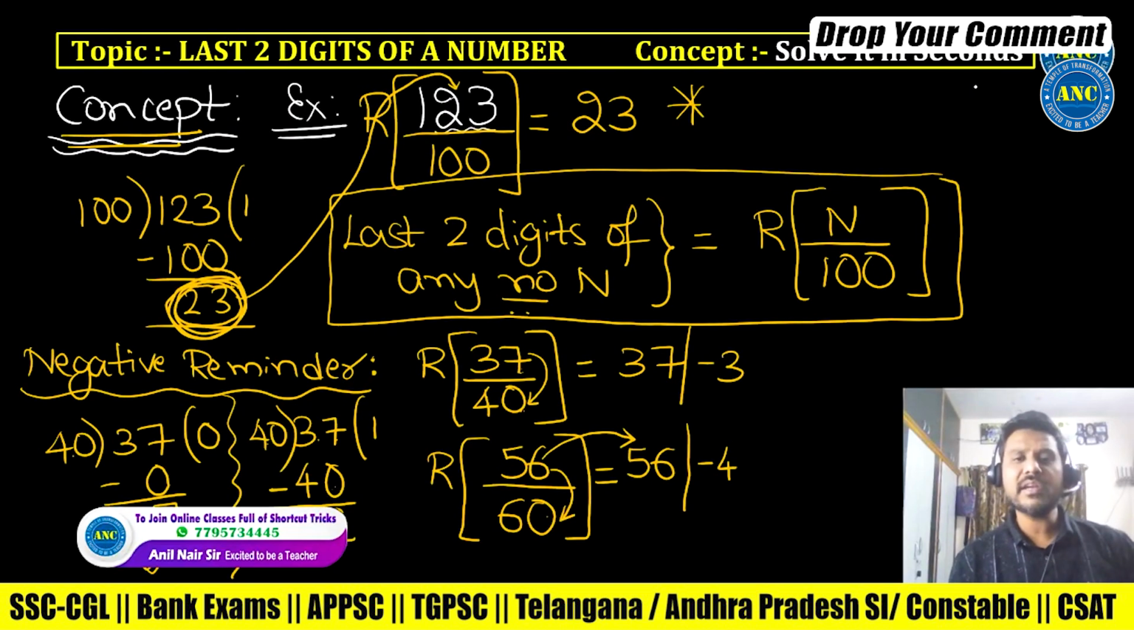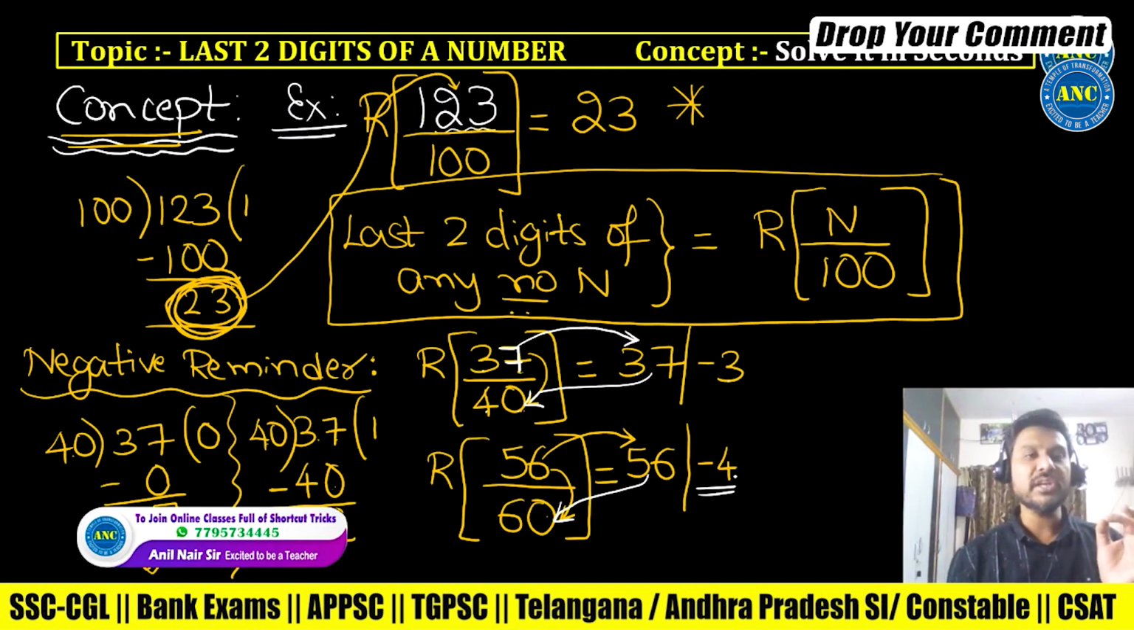It is the same logic in the case of numerator lesser than denominator. Numerator lesser than denominator, positive remainder is numerator. Negative remainder is this positive remainder minus the denominator. 37 minus 40, minus 3. 56 minus 60, minus 4. I hope these two concepts are extremely clear.